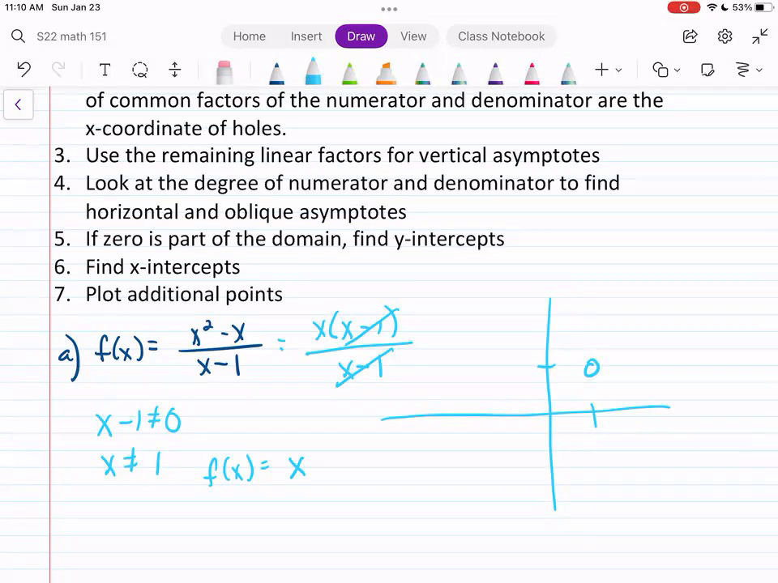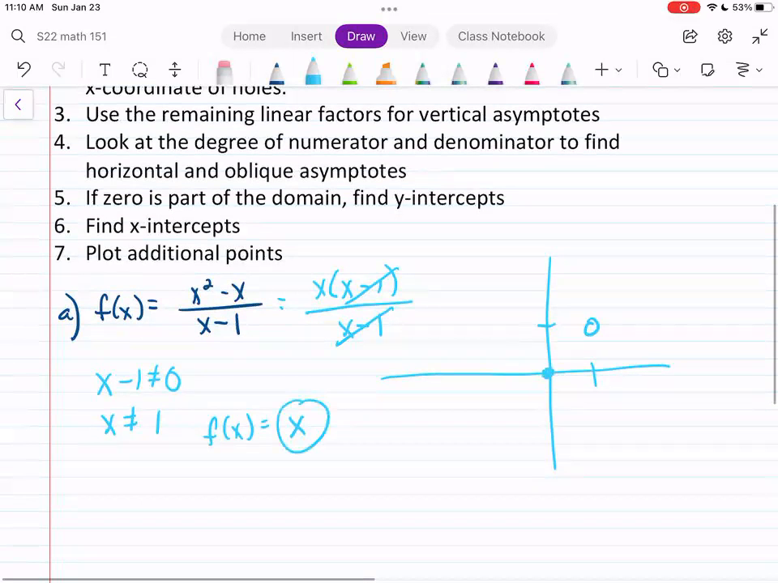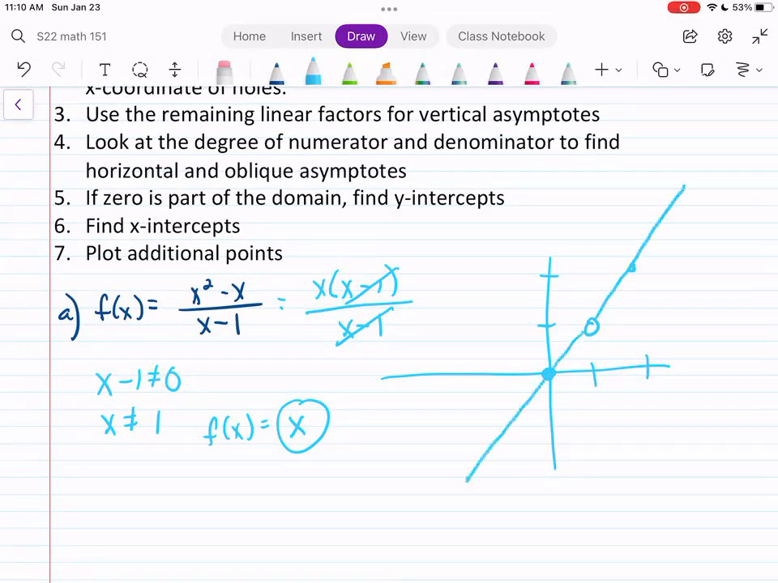We can use the remaining linear factors in step 3 to find the vertical asymptotes, but there are no remaining linear factors. Then we can look at the degree of the numerator and the denominator to find horizontal and oblique asymptotes. Again, it's reduced, so there is none. If 0 is in the domain, which it is, we can find the y-intercept by plugging in 0 for x, which gives us the point 0, 0. And then we can find x-intercepts, which again is going to be 0, 0. And then we can just plug in additional points to see that our graph is just going to be a line with a hole in the graph. But that's the same graph we did earlier following these steps.